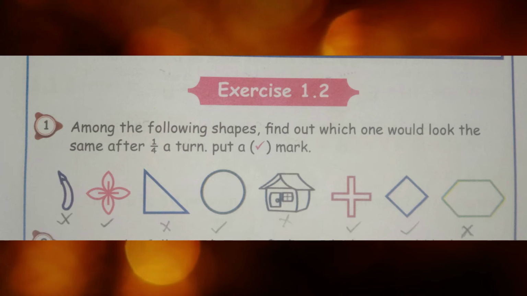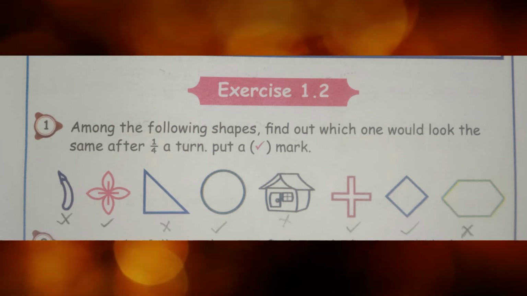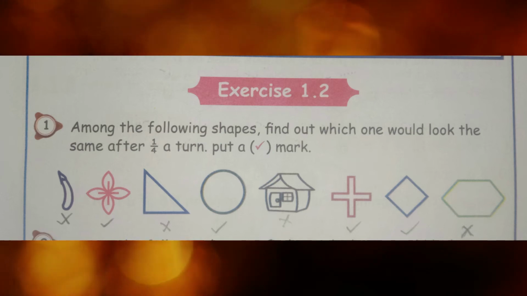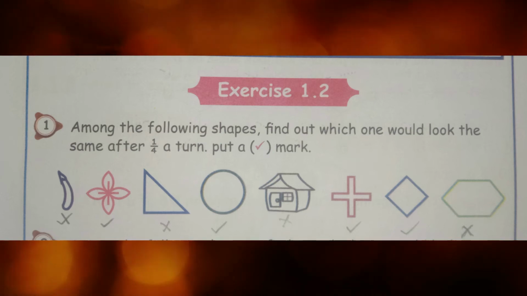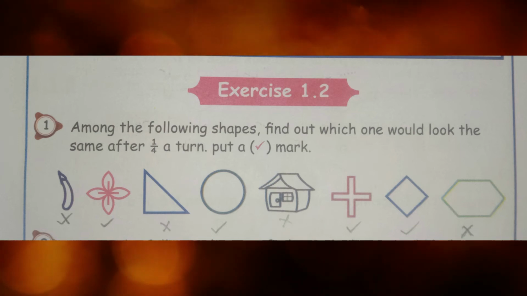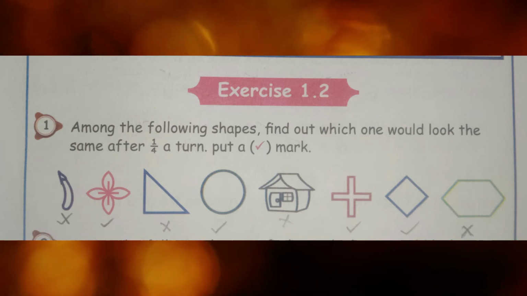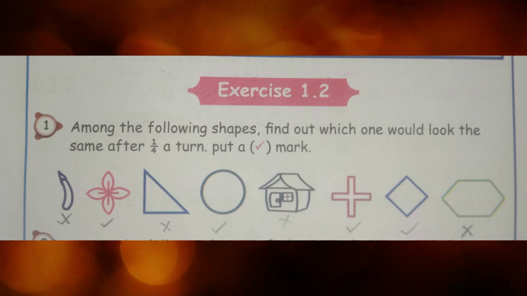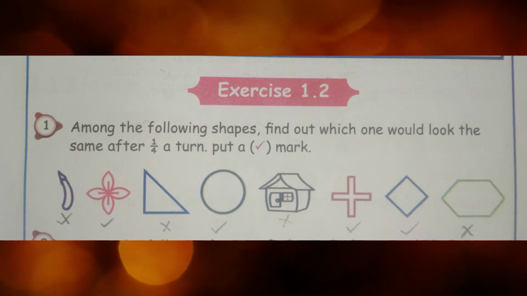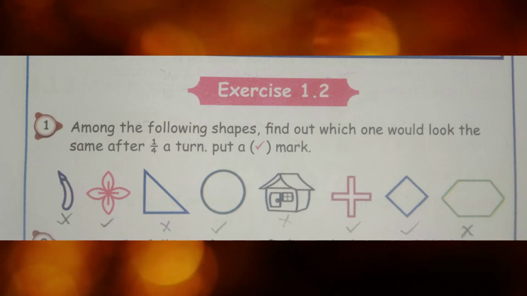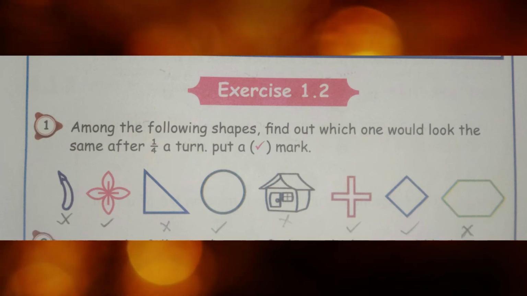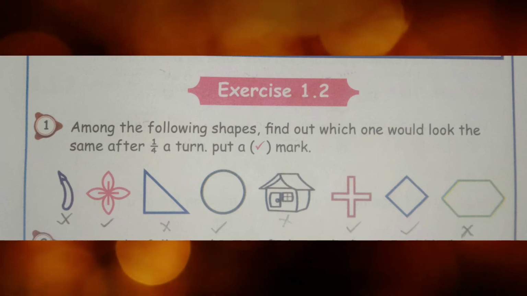The next picture, if you are moving this picture to 1/4 of its position, we get the same picture as that of the starting position. So we have to put a tick mark for this. Let us move on to the next picture. If we are moving this picture to 1/4 of its position, we don't get the same as that of the starting position. So we should put wrong.